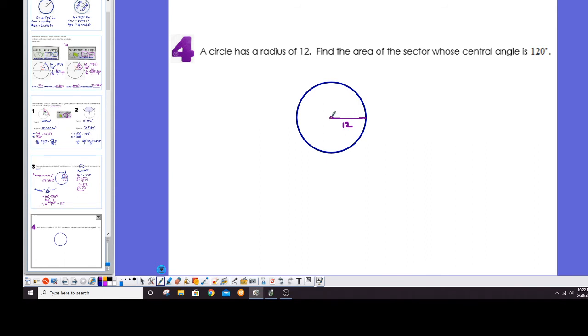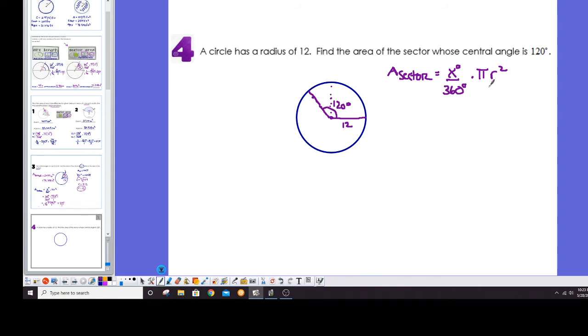Okay, so this would be 90. So let's say that this would be a good 120 here. So this angle measure right here is 1/3 of the circle, which is 120 degrees. I want to find the area of the sector. So that's what we're looking for. Whatever you're looking for, you want to write out that formula. So the area of the sector is part to whole times pi r squared, the area of the whole circle.